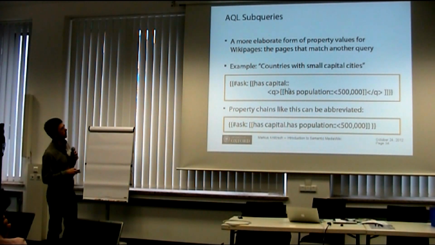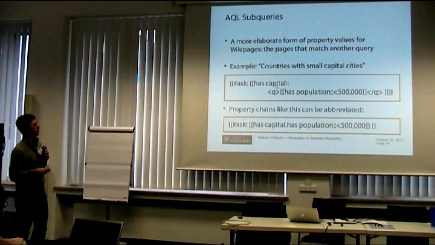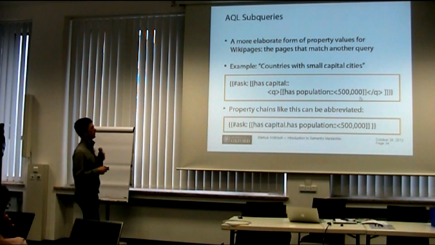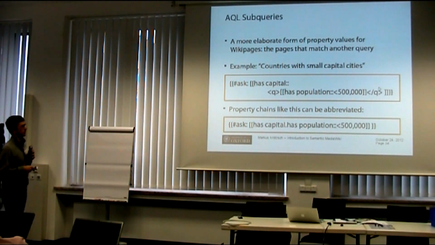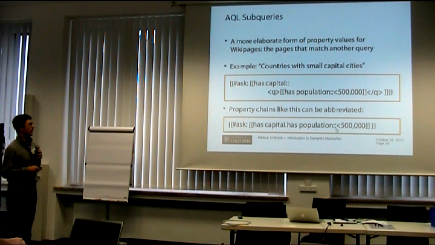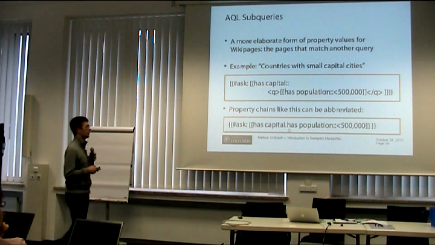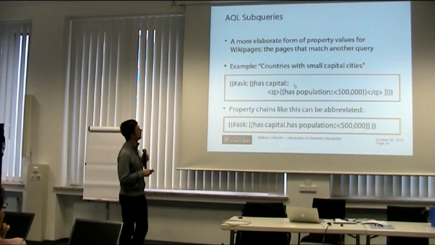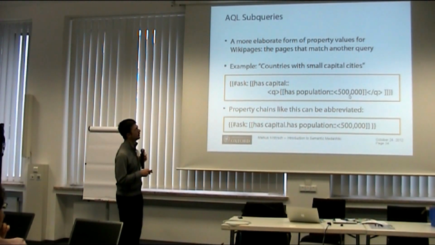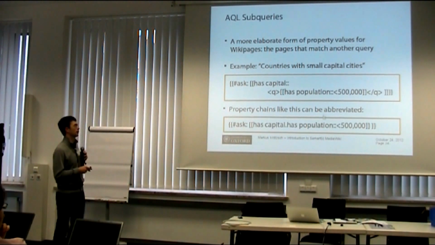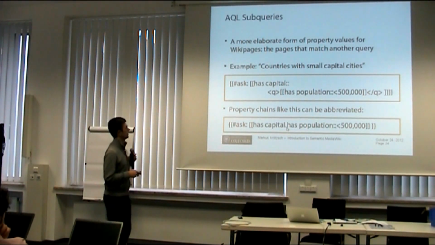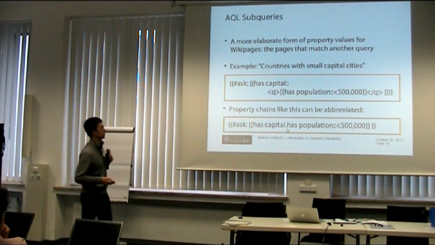So this asks for things that have capitals with a population that is less than 500,000. So countries with small capital cities, I would say, is this query. And you can abbreviate this, so we have tried to make this a bit nicer in this case, where you have only a chain of properties, has capital followed by has population, should lead to a value smaller than 500,000. You can do that with the little dot here and just chain it directly. So this is quite readable, I think.